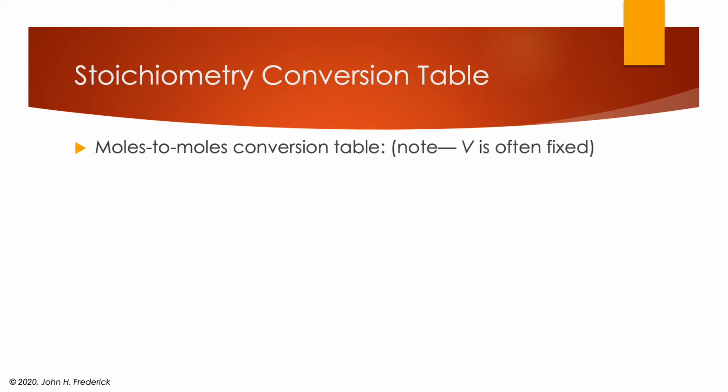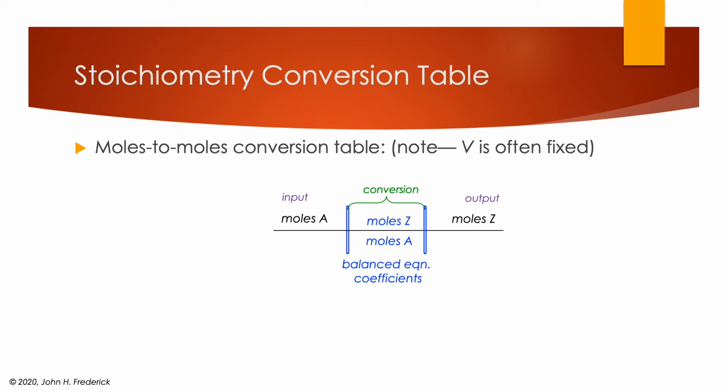Now, one thing I want to note here is that a lot of times when we're talking about a gas phase reaction, unless it's going on in the atmosphere, it's taking place in a lab, and usually the volume is fixed in that case. So you may want to pay attention to the circumstances under which a gas phase reaction takes place. Well, here's the moles to moles conversion table for stoichiometry. Again, the only conversion factor we have is the mole ratio there in the middle.